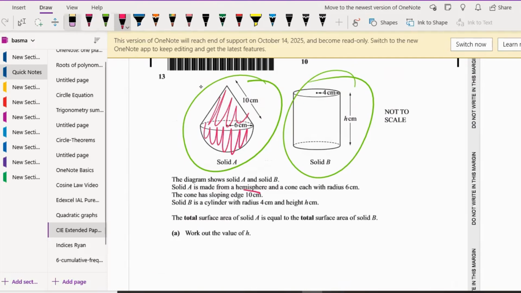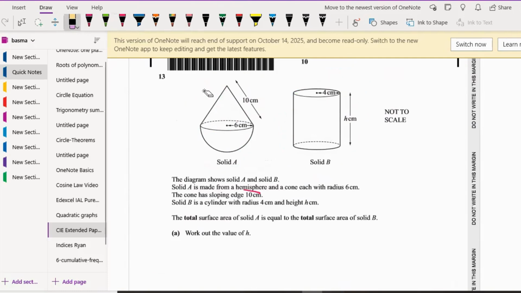Okay, the cone has a radius of 6 centimeter. That's ultimately the radius for the hemisphere also, the sphere. Okay, the cone has a sloping edge 10 centimeter. So it has a slant height which is 10 centimeter for the cone. Okay, and we know the radius as well. Solid B is a cylinder. It's a cylinder shape, and radius is 4 and the height is h. Height h is unknown and the radius for the cylinder is 4.